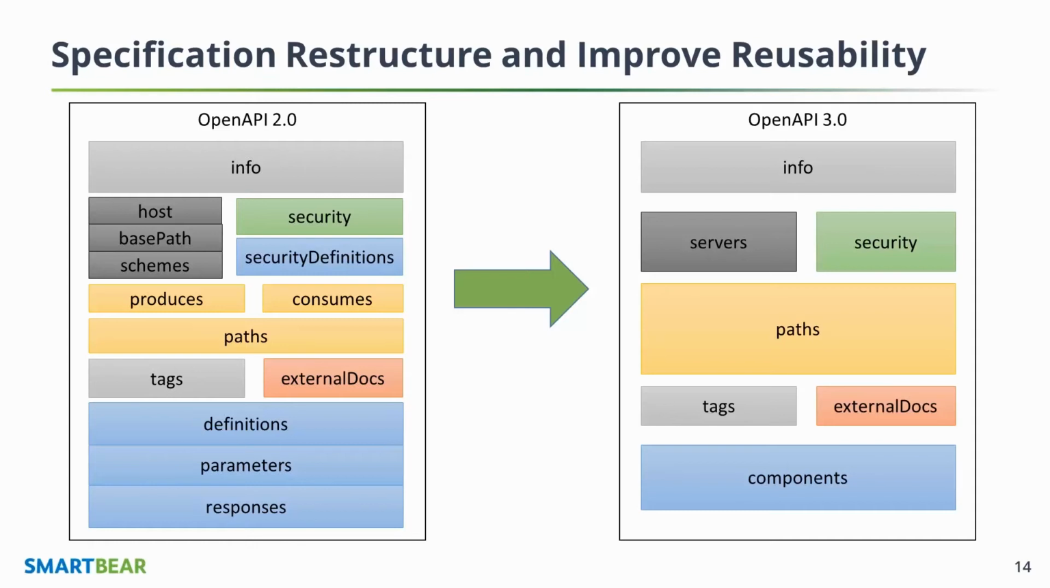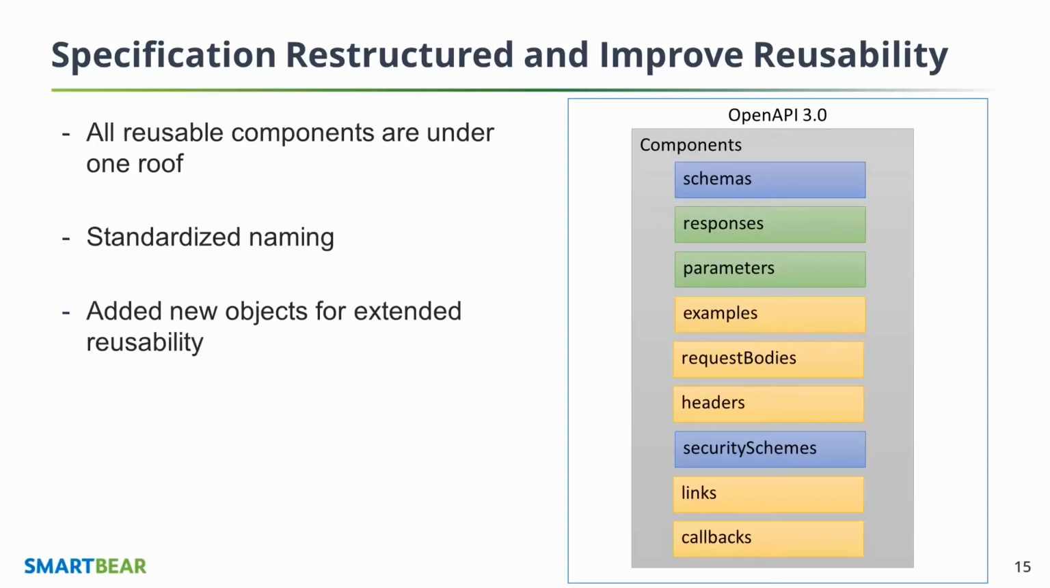So things like definitions, parameters, and responses, and security definitions went into the components part. The produces and consumes disappeared, and we'll cover that in a bit. It's somewhat inside the path today. The host, base path, and schemes have been condensed into one object called servers. And yeah, that's it. Right now, if you look at the top-level document, it looks a lot cleaner, and it's much easier to navigate through.